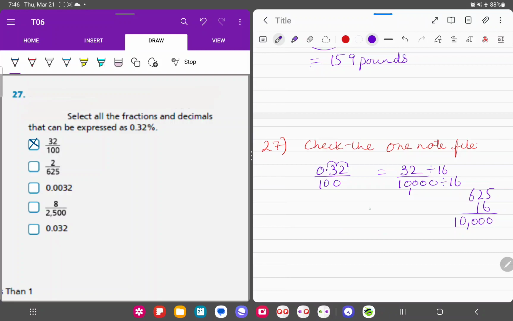So 16 times 2 is 32. So my numerator changes to 2, and the denominator 10,000 divided by 16 changes to 625. So the second option is correct.